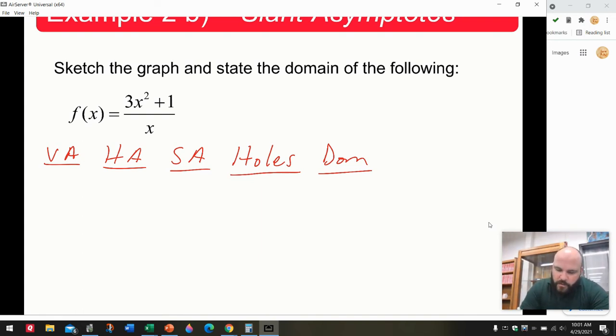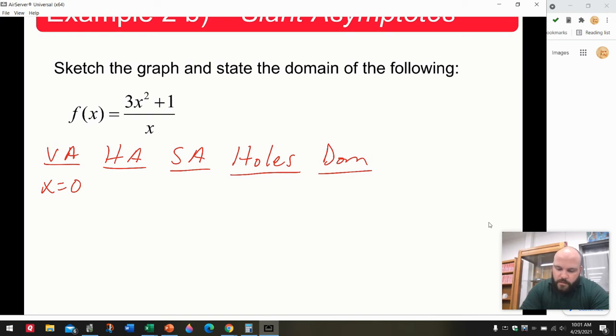So vertical asymptotes come from setting the bottom equal to 0. Now, before I do that, I should try to factor, but if you look at the numerator, it will not factor at all. So you don't even need to worry about trying that. So the vertical asymptote, we set the bottom equal to 0, and that's our vertical asymptote.